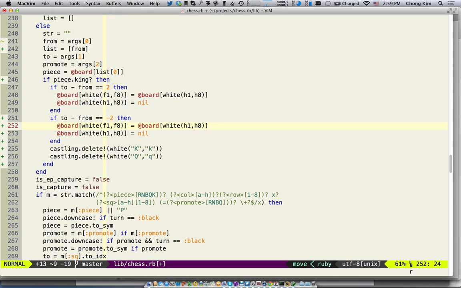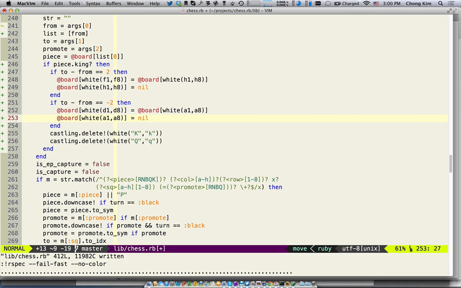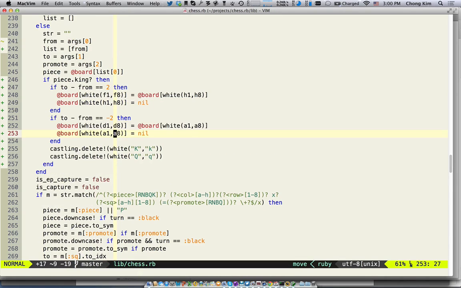So this is the rook. So the rook is going to end up on D1. And the rook is coming from A1. And so the A1 square is going to be empty. Okay, all right. So we have the king taken care of. We also need to take care of, let me see.